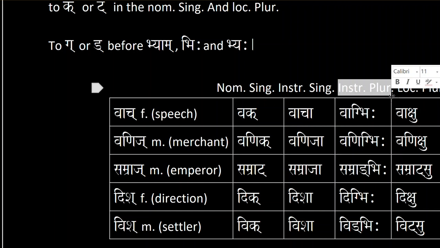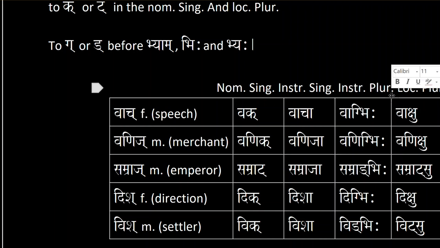And then because bhis is a soft consonant coming after the ka in vak, that turns into ga for vag-bhis. The ka has to turn into ga according to consonant sandhi.